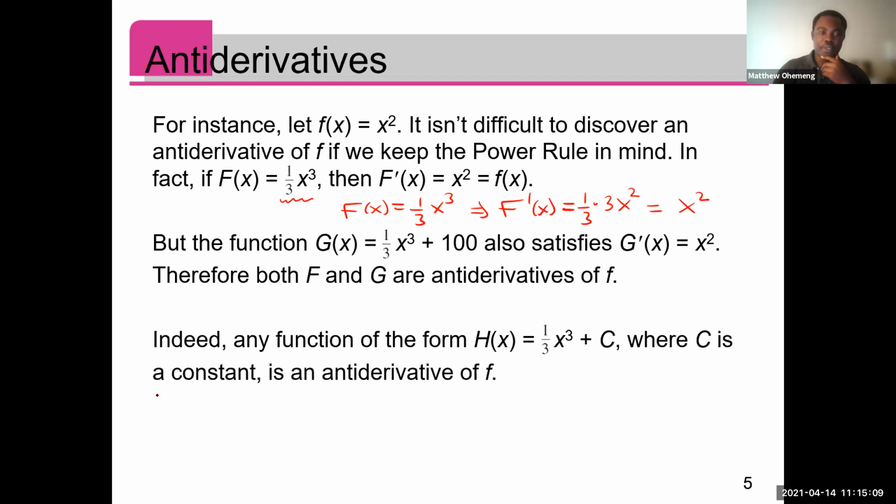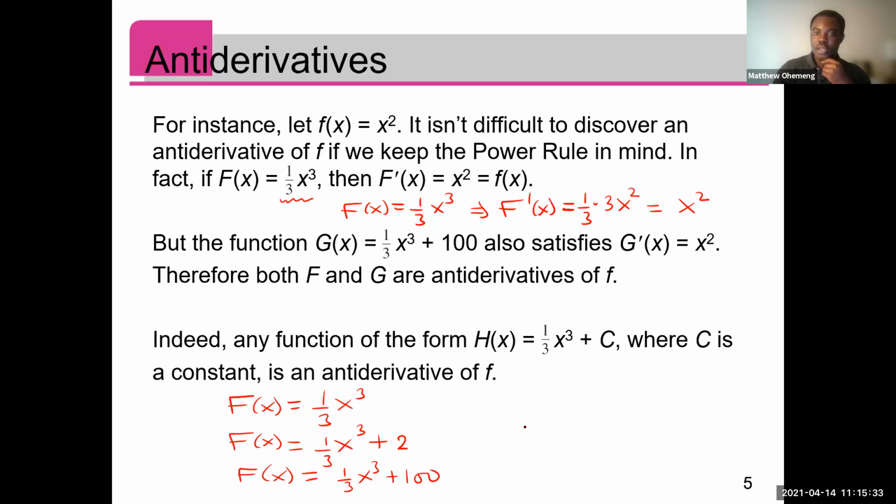But the thing is, suppose I write that 1 over 3 x cubed is the antiderivative of x squared, right? What if I have something like 1 over 3 x cubed plus 2? I could change it, right? What about 1 over 3 x cubed plus, say, 100? For either of these cases, their derivative is what? It is x squared, right? Their derivative is x squared.